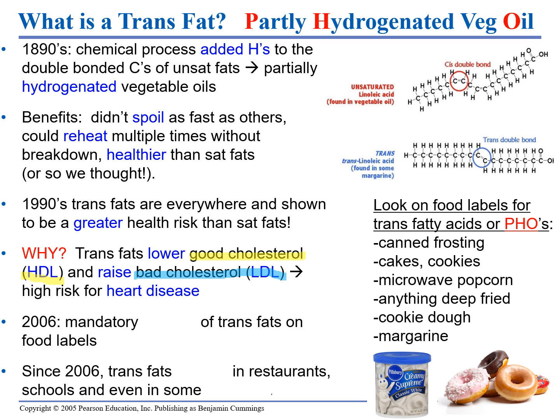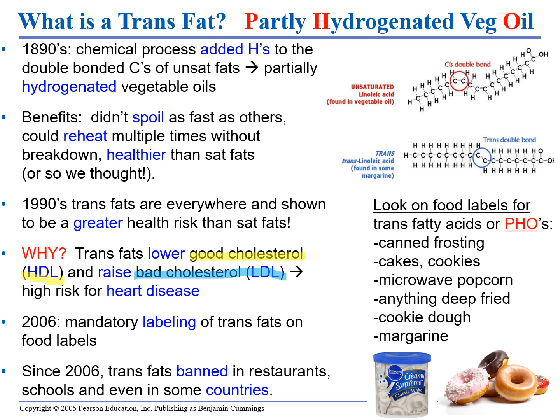So in 2006, there was mandatory labeling of trans fats on food labels, and since 2006, trans fats have been banned in restaurants, schools, and even in some countries. So look on food labels for trans fatty acids or PHOs. They are mostly found in canned frostings, cakes, cookies, microwave popcorn, anything that is deep fried, cookie dough, and margarine.